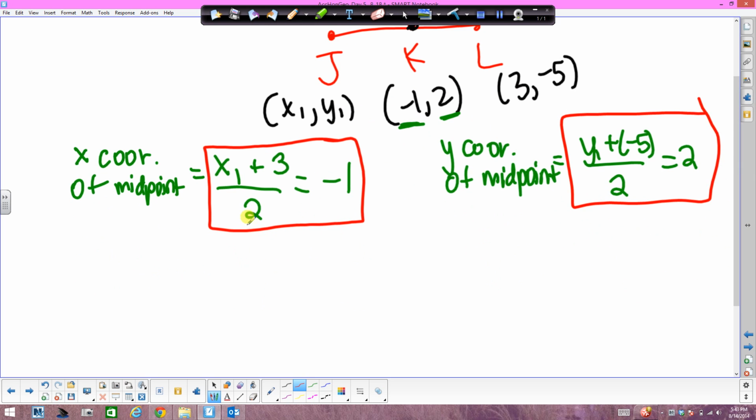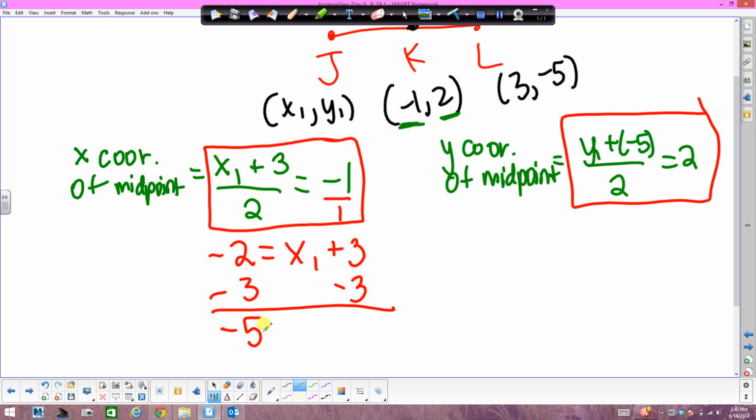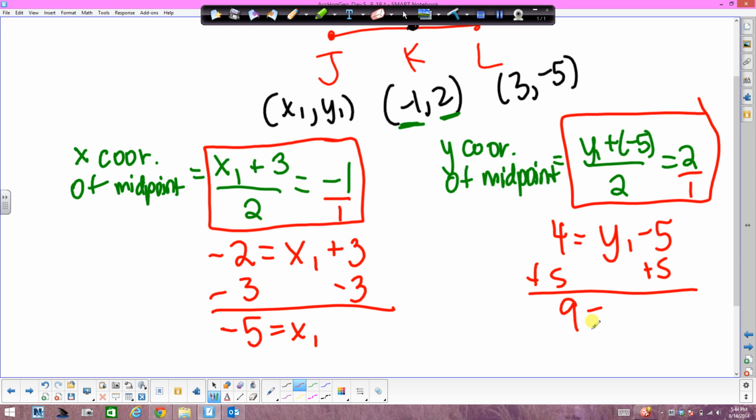So to solve this, I'm going to put this over 1 and cross multiply. So I've got 2 times -1, which is -2, equals x1 plus 3. So then I subtract 3, and so -5 is equal to x1. And over here, if we put 2 over 1 and cross multiply, we'll have 4 equals y1 minus 5. And then we add 5, and we get 9 equals y1. So the coordinates of J would be -5, 9.